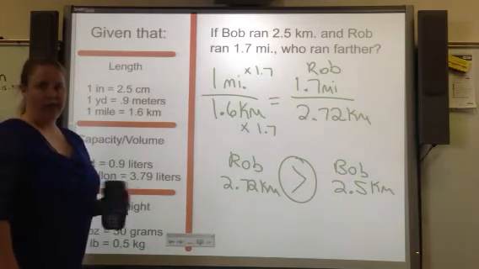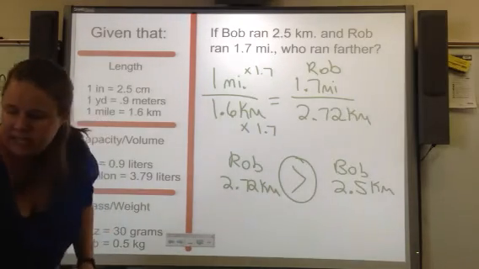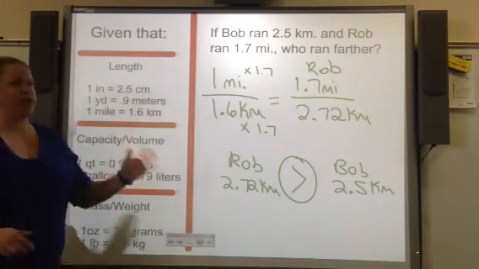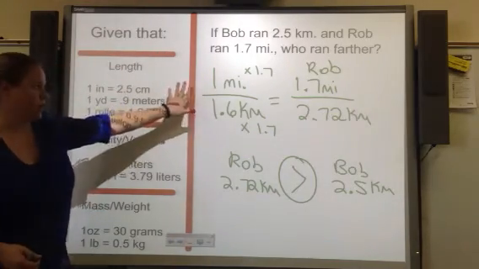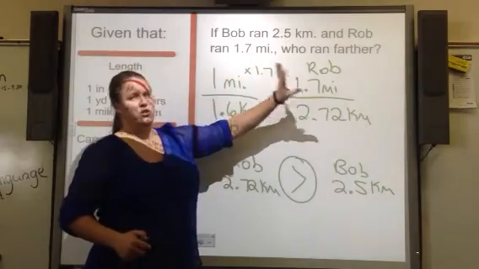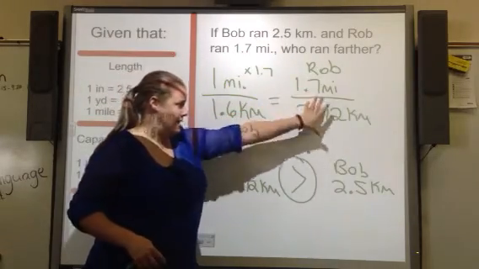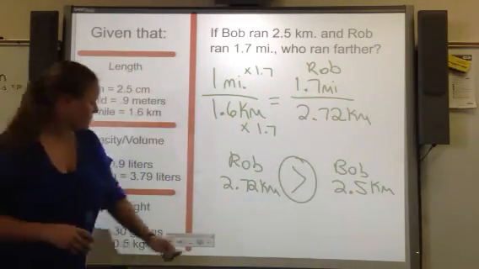Which means that Rob ran farther than Bob. So I hope that helps. Again, it should just be a continuation of what we've been studying with ratios. Taking what you know and putting it into your unit ratio, and then filling in the information that you have, and the X goes where you don't know.